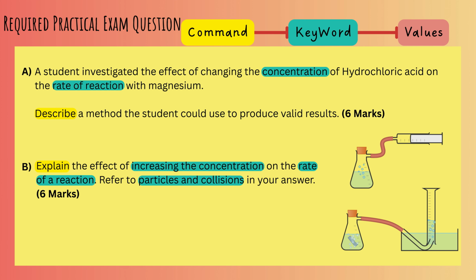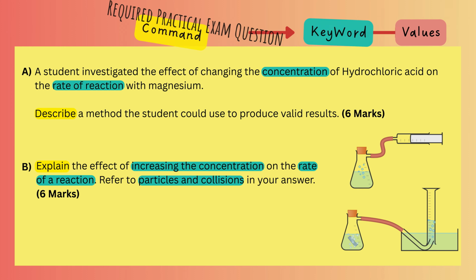Question A. A student investigated the effect of changing the concentration of hydrochloric acid on the rate of reaction with magnesium. Describe a method the student could use to produce valid results. Question B. Explain the effect of increasing the concentration on the rate of reaction. Refer to particles and collisions in your answer. Pause the video here and have a bit of a go. The answers will follow shortly.